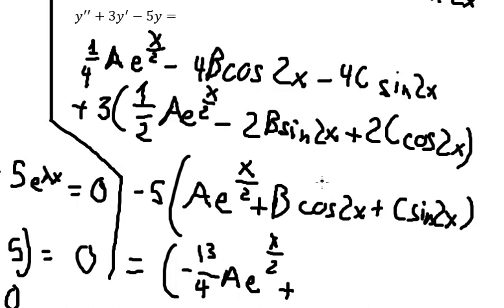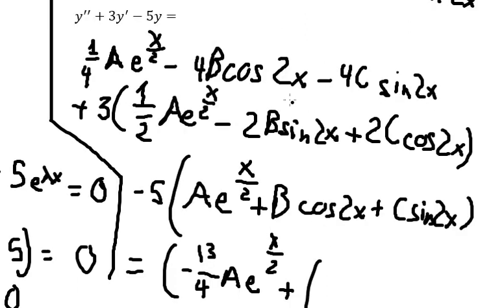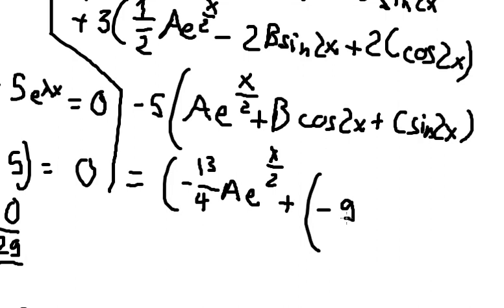This one, we have cosine 2s. So we need to find cosine 2s, and that is negative 4b. 2 with 3, we have 6, and negative 5b. So negative 4b, negative 5b, that is negative 9b. 2c with 3, we have 6c, and that's for cosine 2s.